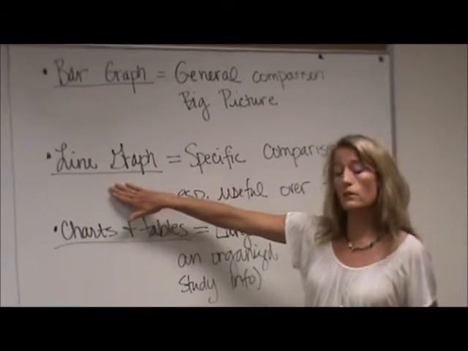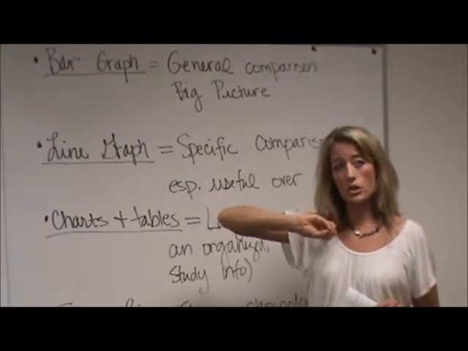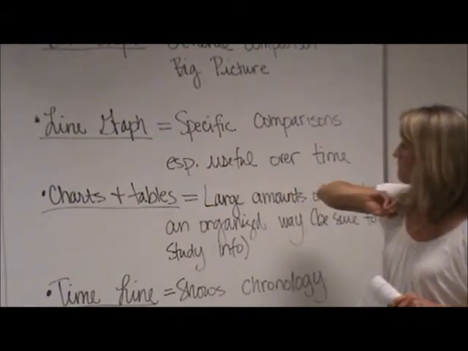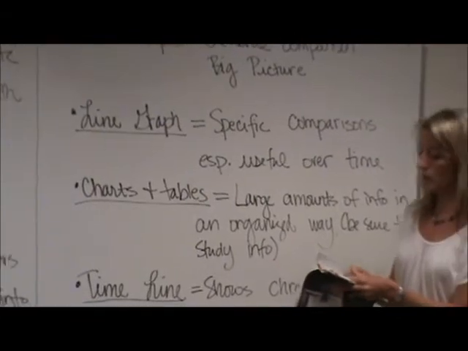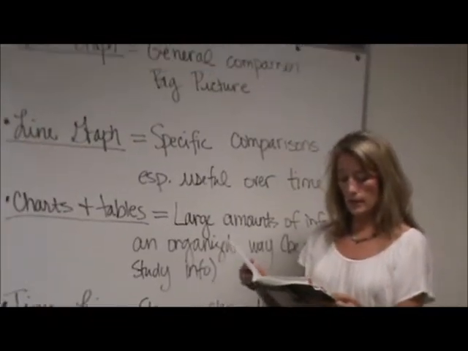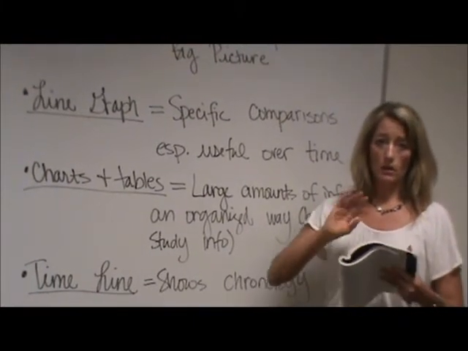A line graph is a little more specific. It's frequently used over time. It shows how something has changed over time. The example they use in the book, I'm on 238, is about world population and how the population has changed over time.